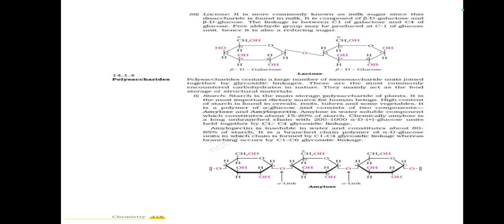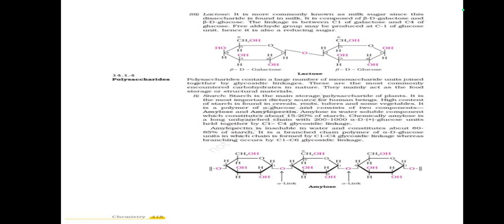Polysaccharides contain a large number of monosaccharide units joined together by glycosidic linkages. These are the most commonly encountered carbohydrates in nature. They mainly act as food storage or structural materials. Starch is the main storage polysaccharide of plants. It is the most important dietary source for human beings.